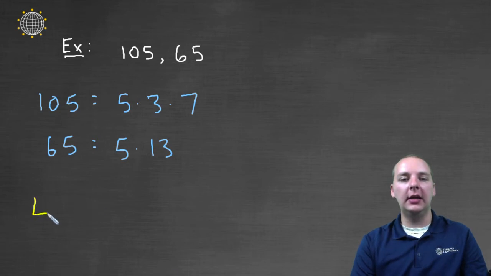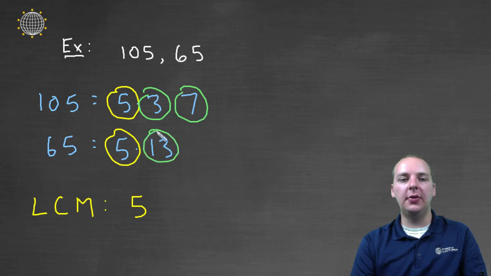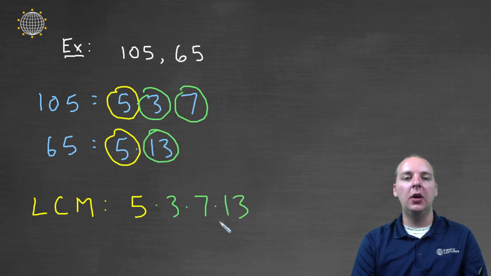So let's make a least common multiple of these two numbers. I've got a common factor of 5, and so I'll put a 5 in my least common multiple. And then I've got a 3, a 7, and a 13 that are not common to each other. So we'll tack those on as well. We'll have a 3 times a 7 times a 13. We'll simply multiply all these guys, and then that'll be our final answer.